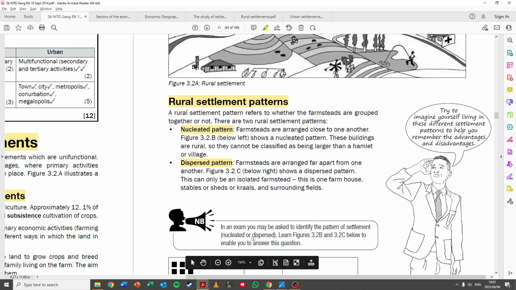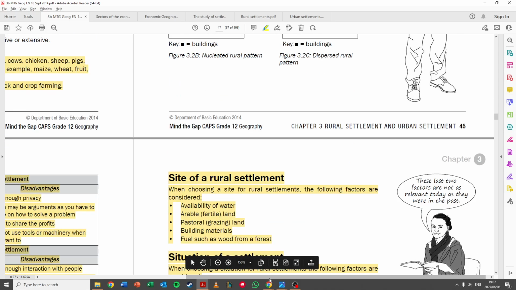Okay, then the next one, let me just quickly see here, our rural settlement patterns. We have nucleated and dispersed. Nucleated is when you have your houses or structures that are very close to one another. Okay, dispersed patterns, they are very further away from one another, so something that you can typically think of here is farms.